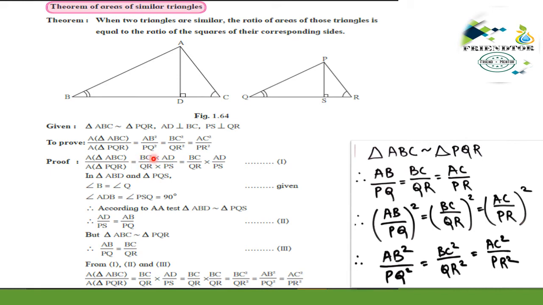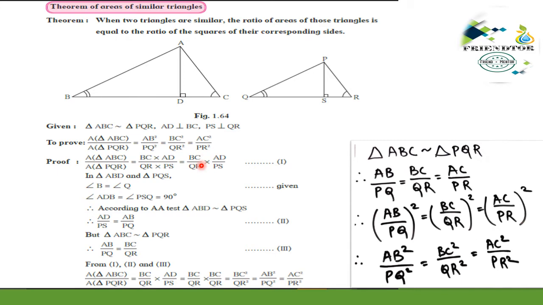And if we don't know if the base or height is the same, then it is the product of base and height, correct? So the same thing we have applied over here. Now I just wrote it separately as BC upon QR into AD upon PS. You will understand as we go further why we wrote it like this.